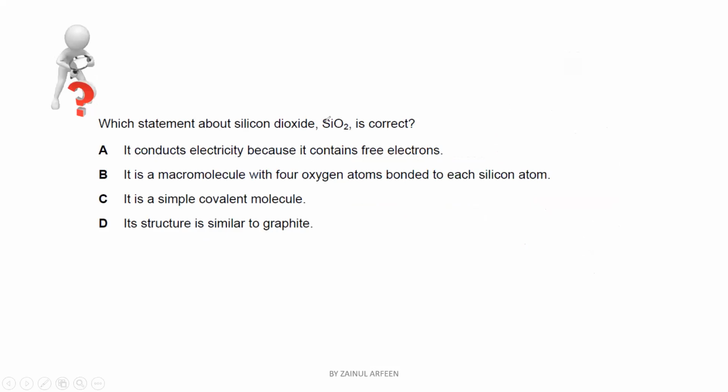Which statement about silicon dioxide or sand is correct? So now we have to find the correct statement. Silicon dioxide does not have any free electron. Graphite is a macromolecule which can conduct electricity. Silicon dioxide, sand.